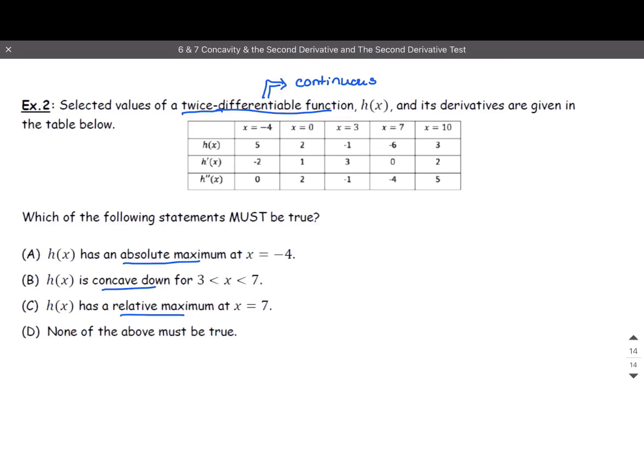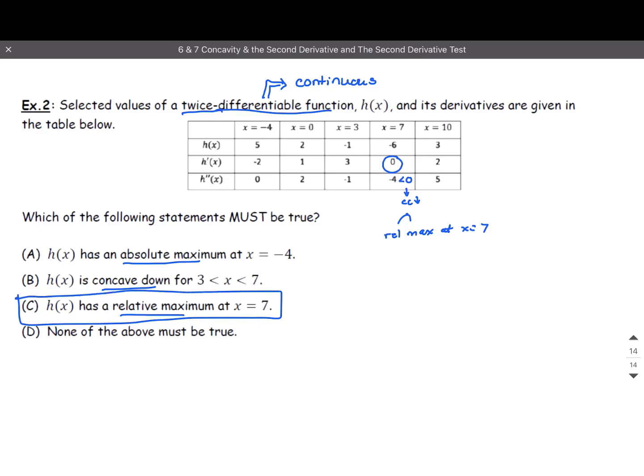I see that the only 0 in the derivative is at x equals 7. The derivative is 0, and my second derivative is -4, which is less than 0, which means my graph is concave down, which means we have a relative maximum at x equals 7. Oh, look at that. That's one of our choices. So we actually found the answer already.